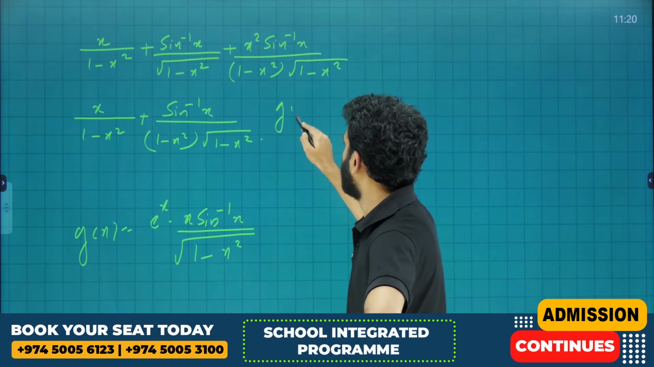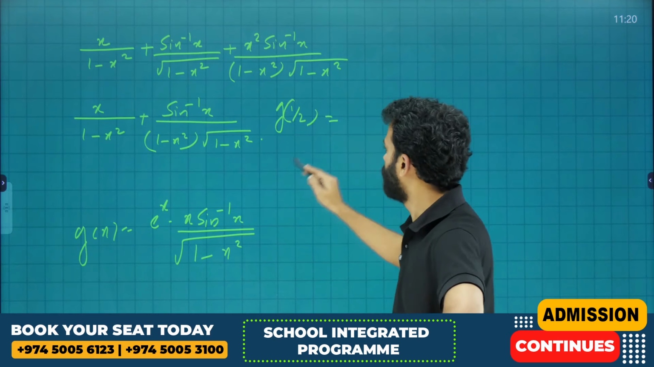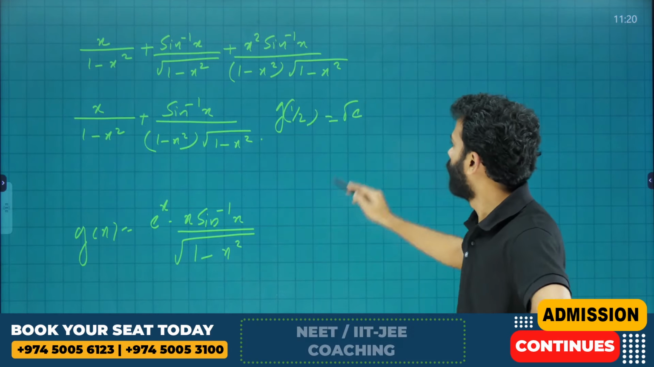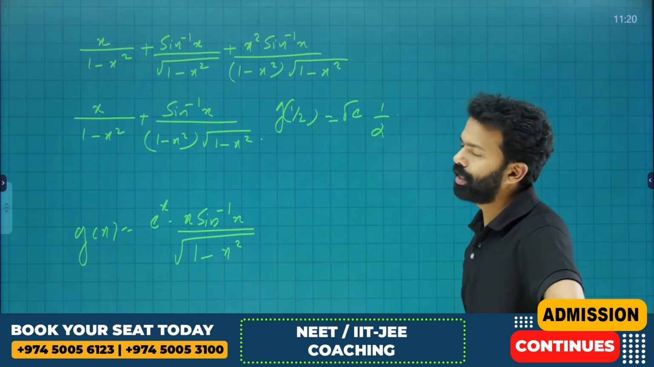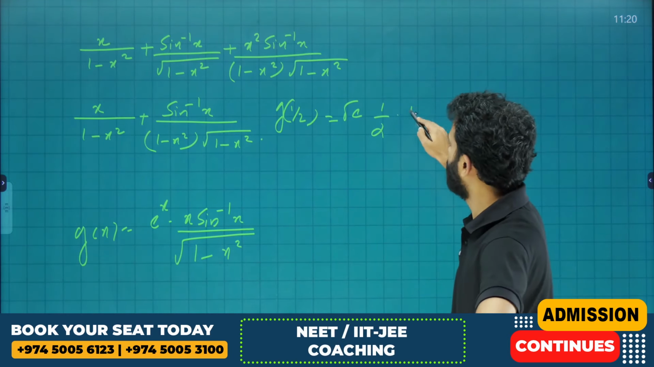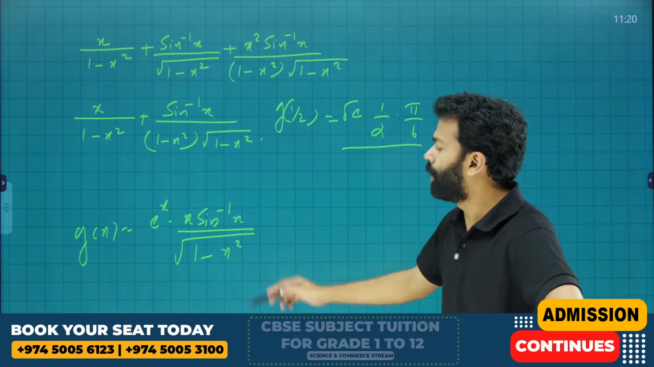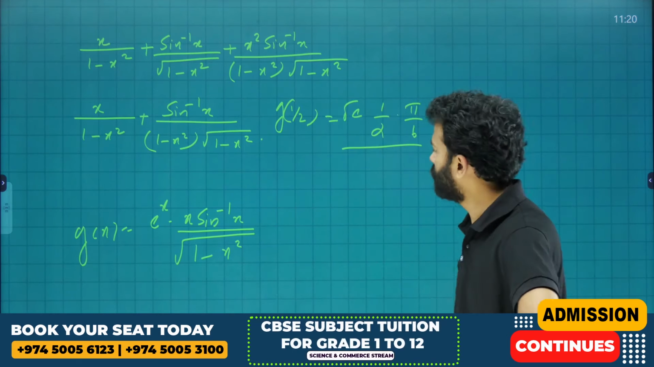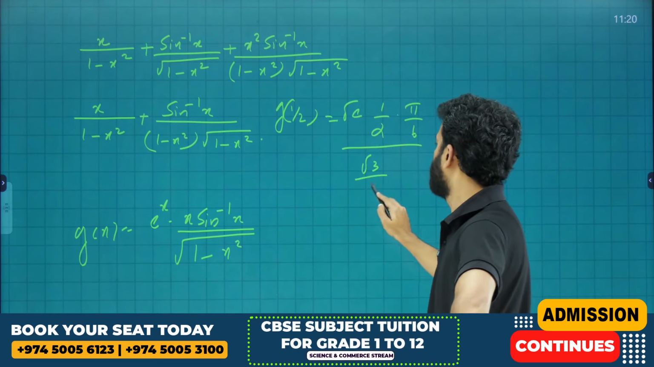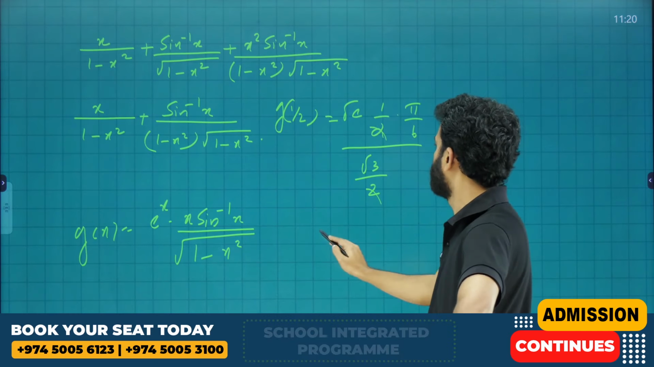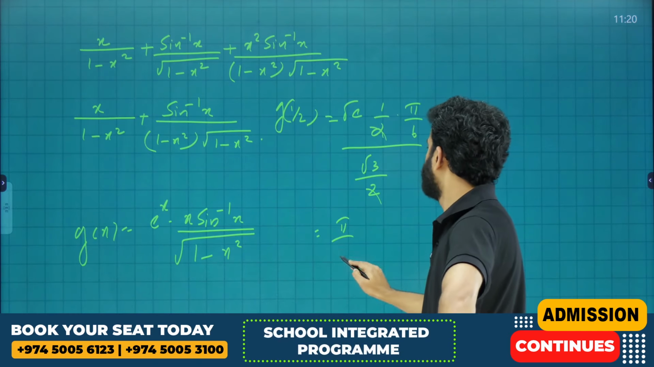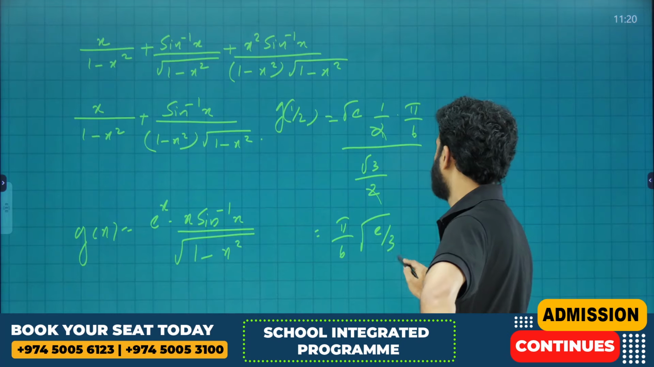That is g of 1 by 2 will be e raised to 1 by 2, that is root e, into 1 by 2 into what is sine inverse 1 by 2? Sine inverse 1 by 2 is pi by 6, divided by what is 1 minus 1 by 4? That is root 3 by 4, that is root 3 by 2. Okay, this 2 and 2 got cancelled. It will be pi by 6 into root of e by 3 is the final answer.